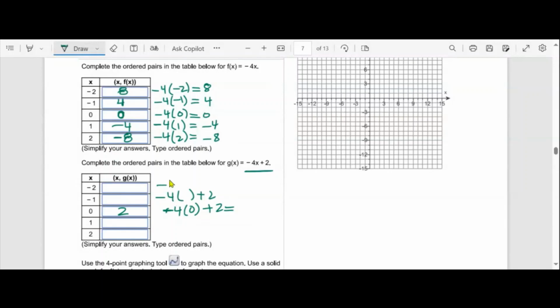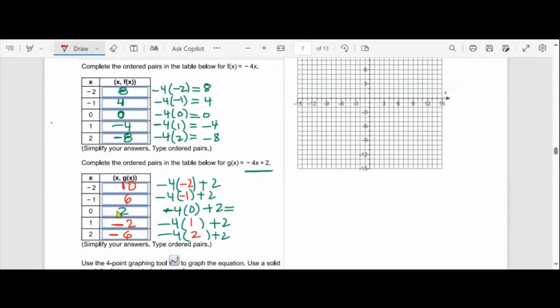-4. Can you do it? -4 times 0 plus 2, wait, where are we? We said the values of x are 0, -1, -2. Yes, okay. The first one is 10. The second is 6. Wait, one minute. -4 times 1 is -4, plus 2 is -2. -4 times 2 is -8, plus 2 is -6.